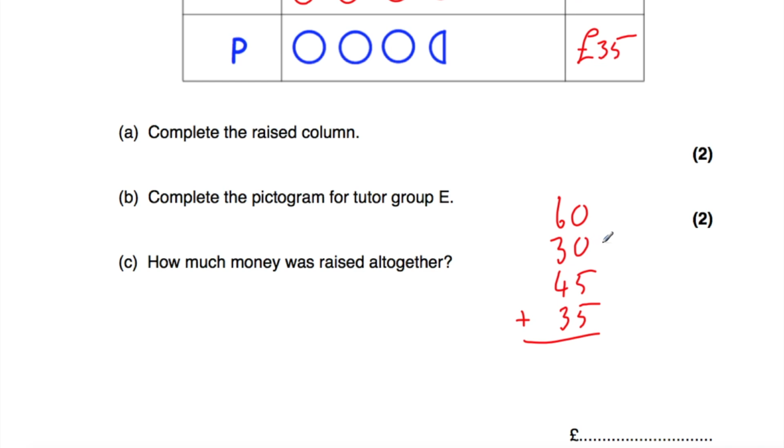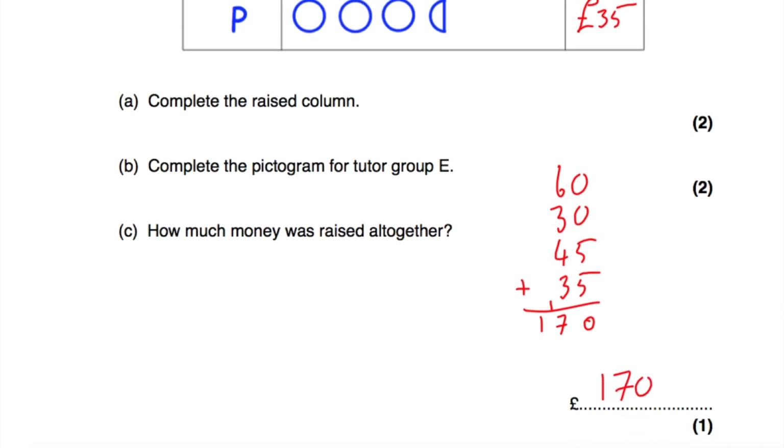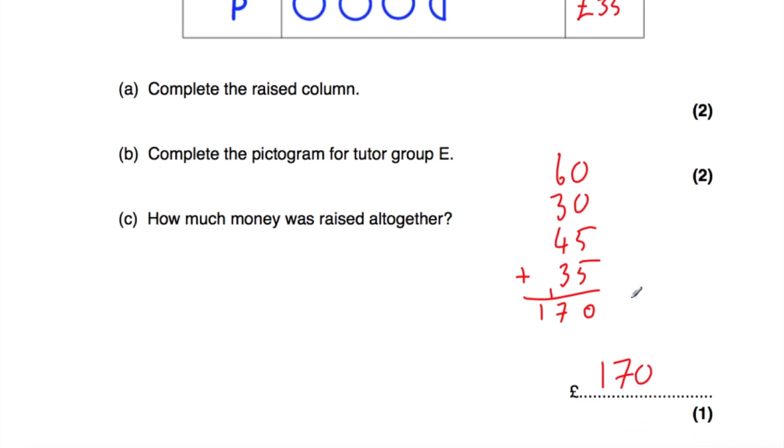So 0 plus 0 plus 5 is 5, so put a 5 down. 6 plus 3 is 9, plus another 4 would be 13, plus 3 would be 16, plus our extra 1 would be 17. So that's £170. That's how much money the tutor groups raised altogether, £170 for charity. Okay, let's look at our next question.